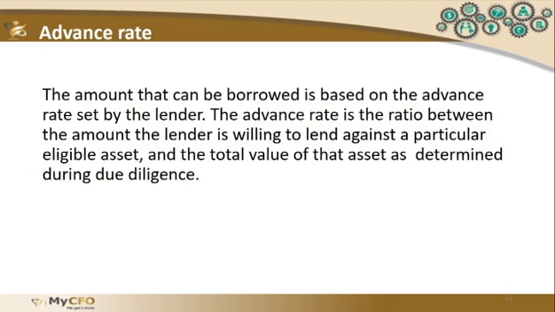So basically, advance rate is a fixed percentage which a lender sets. Like if you have X amount of collateral, I will advance you, say, 85% of your AR collateral. So that 85% is the advance rate.